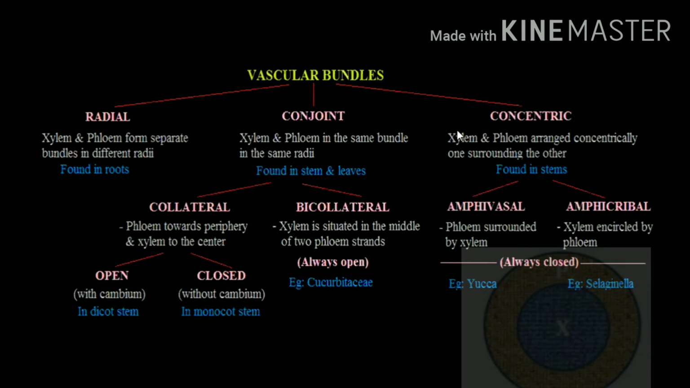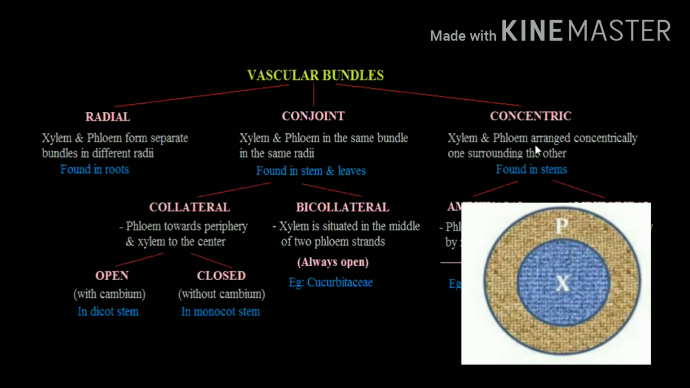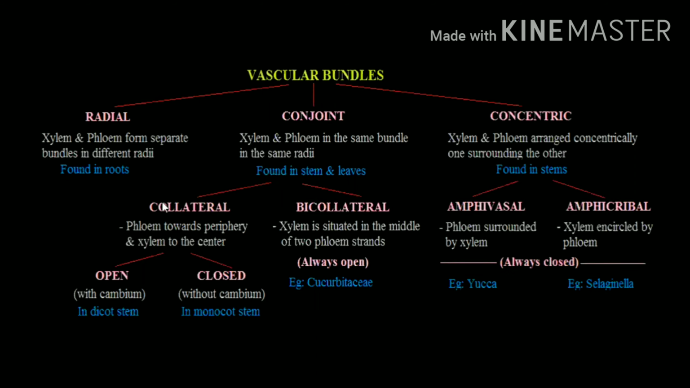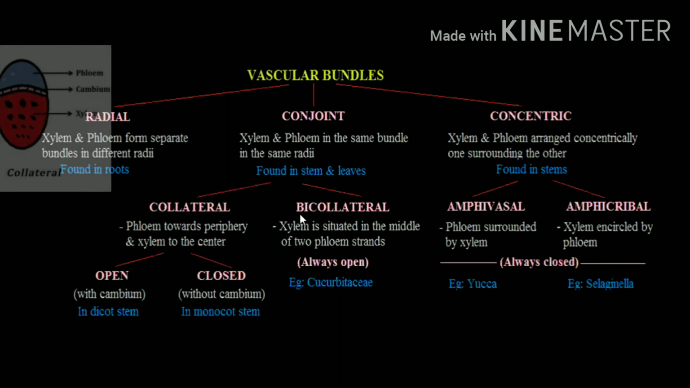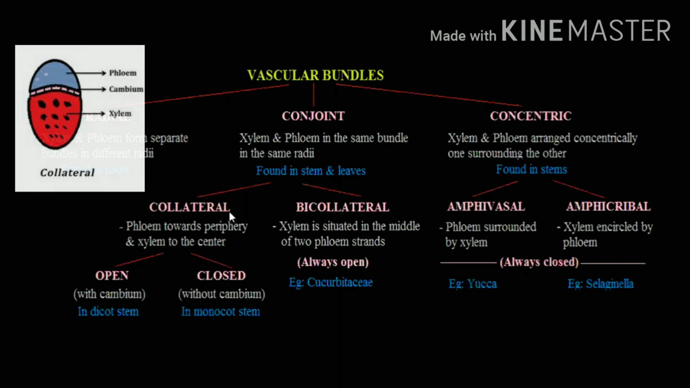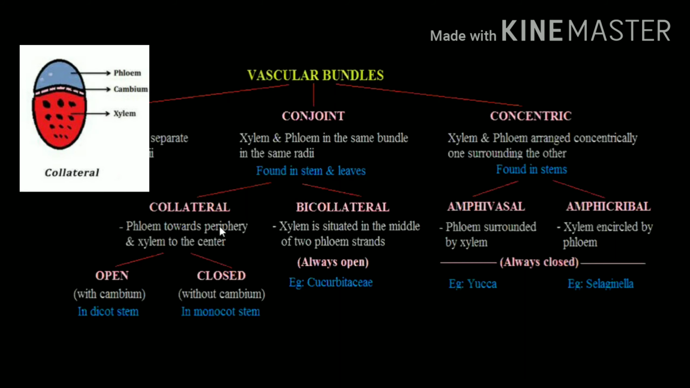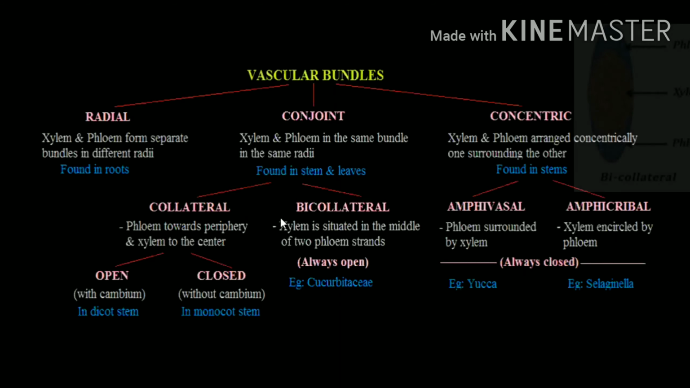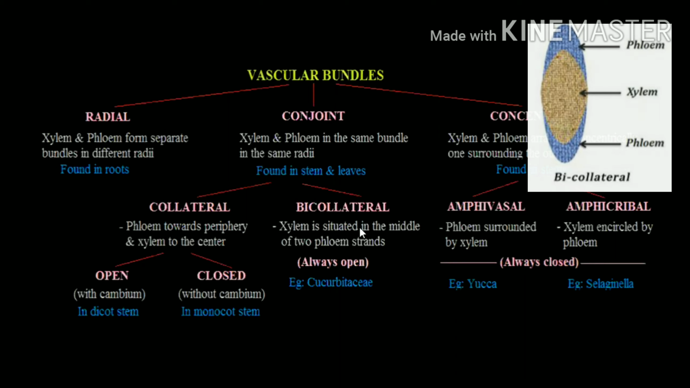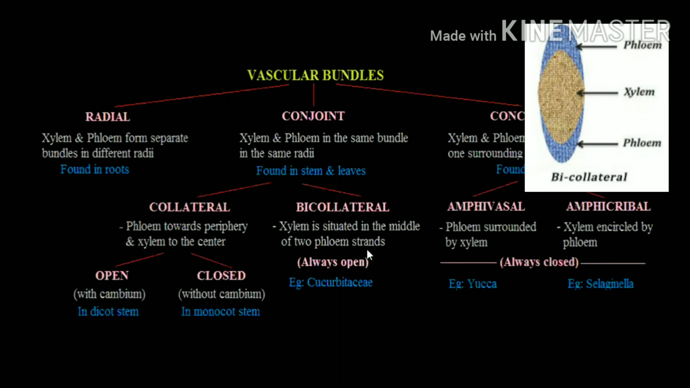Concentric is another type in which xylem and phloem are arranged concentrically, in which one component surrounds the other. That is also found in stems. Conjoint can again be divided into collateral and bicollateral. What is collateral? How is it different from bicollateral? Collateral is the form in which phloem is located towards the periphery and xylem towards the center. And bicollateral is the condition in which xylem is situated in the middle of two phloem strands.